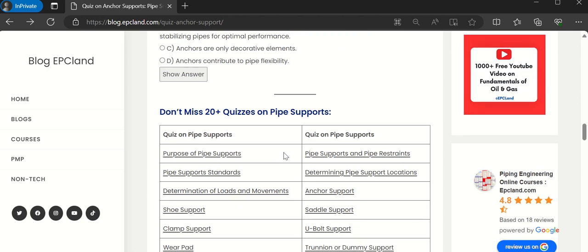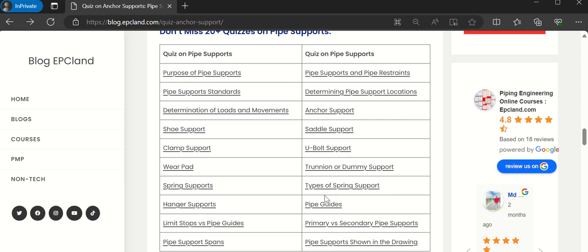Similarly, we already talked about the purpose of pipe supports, restraints, support standards, determining pipe support locations, determining loads and movement, anchor support, shoe support, saddle support. So now let us talk about this section, that is anchor supports.